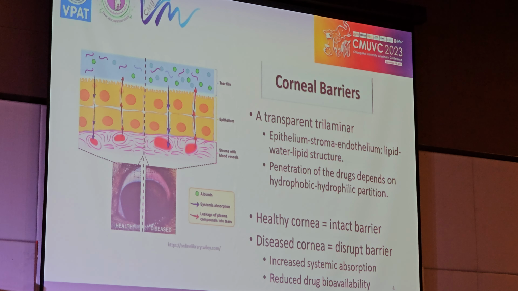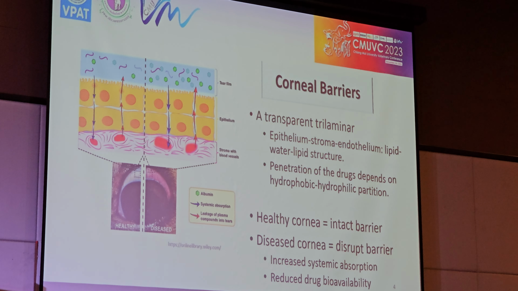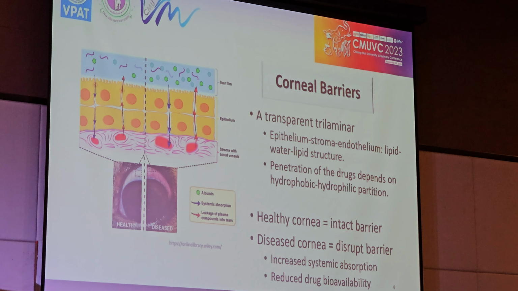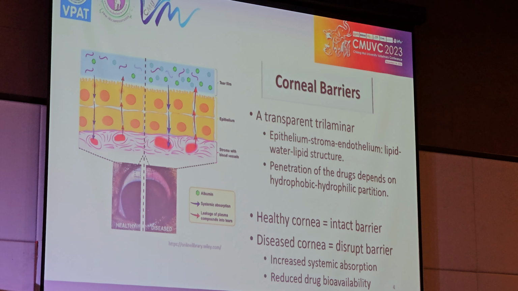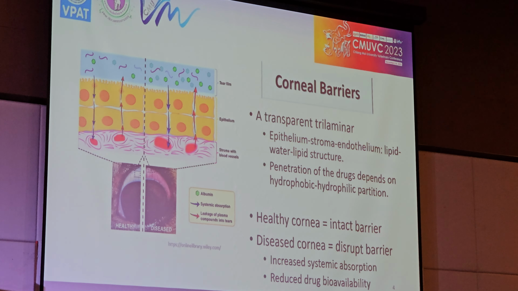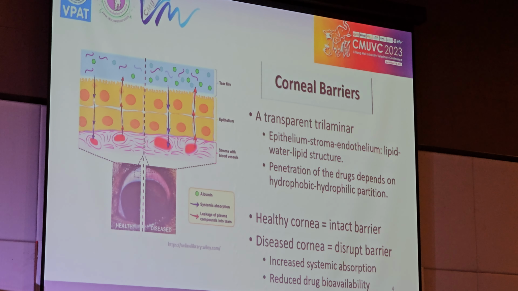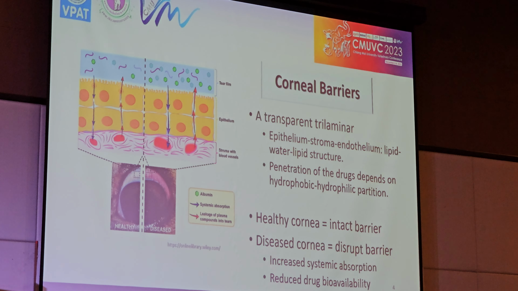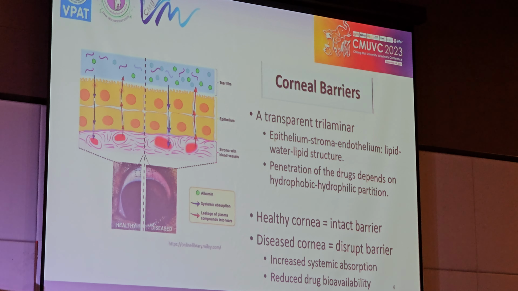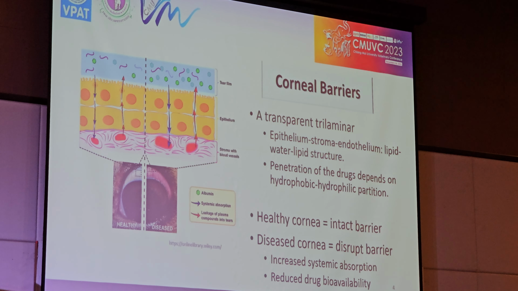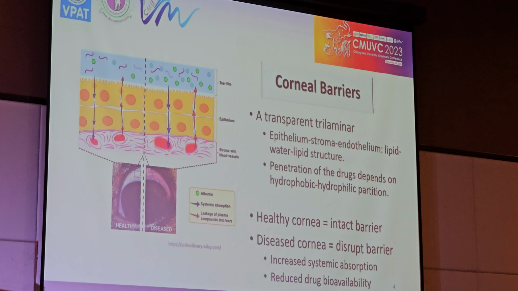So let's begin with the first anatomical barrier, which is the corneal barrier. The cornea is a transparent trilaminar structure that protects the innermost structures of the eye. It is comprised of a hydrophobic multilayered epithelium, which contains tight junctions between the apical cells, a hydrophilic stroma, and a hydrophobic endothelium with its specialized basement membrane called the Descemet membrane. Therefore, for a drug to have optimal bioavailability, it should have the right balance between lipophilicity and hydrophilicity.